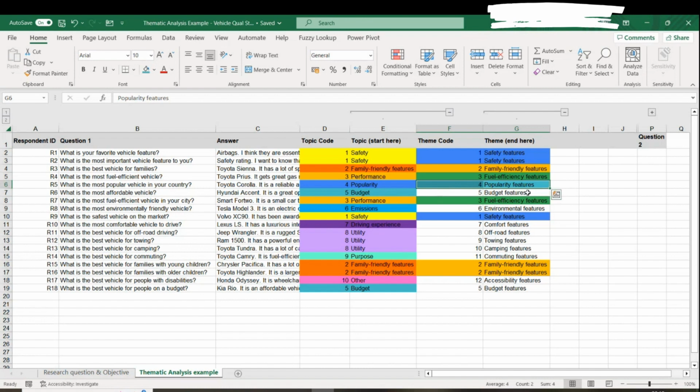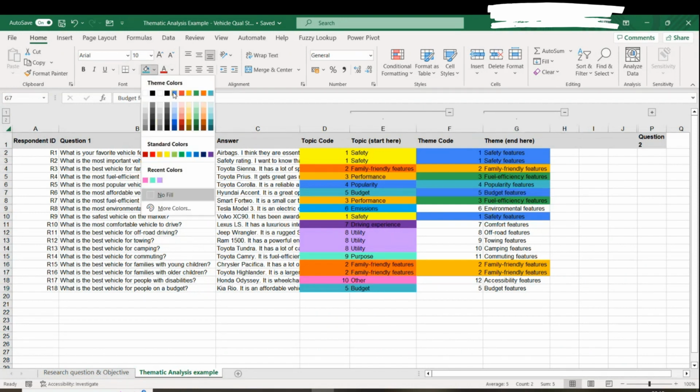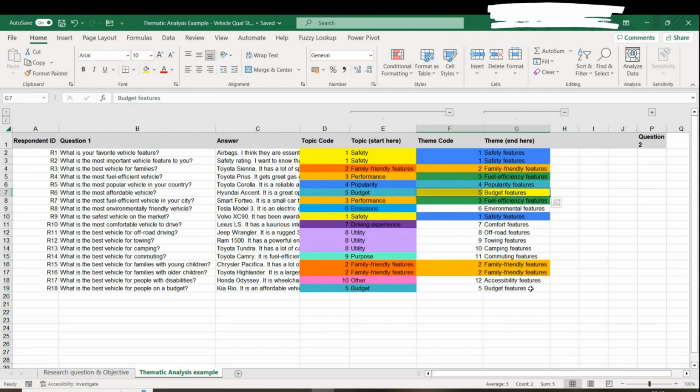Then the next, we create one based off here. We saw budget came up more often. Another way to determine if it's worth doing a theme is if you see multiple topics. As you can see here, we had 3 safety, we had 3 family friendly features. Budget is also coming out twice, so we also create a budget theme. Yeah, we can give it that color. Then another one is environmental features, which is only one.